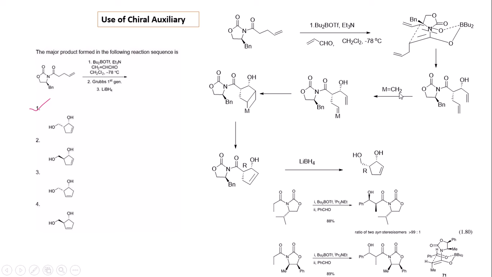After that the olefin metathesis reaction produces the olefin carbene intermediate, and then the intramolecular reaction gives the cycloalkene intermediate, and lithium borohydride is used for the reduction of the amide derivative to give the alcohol product. So option 1 is the correct one.